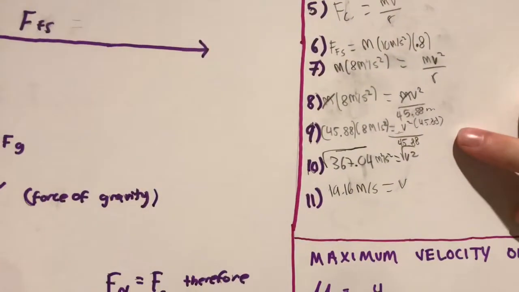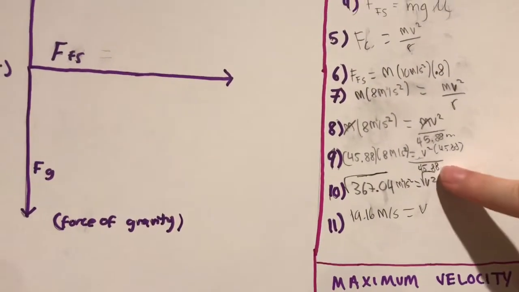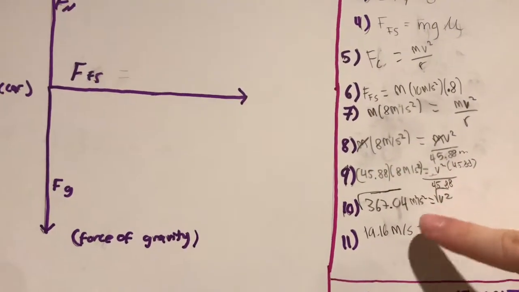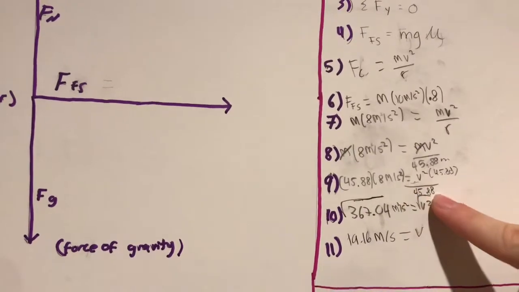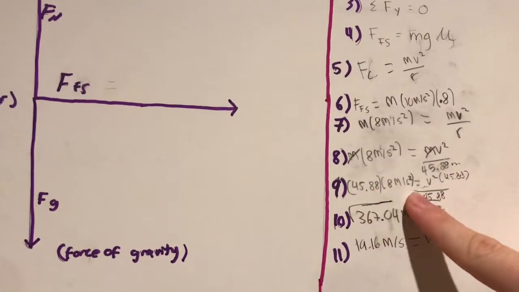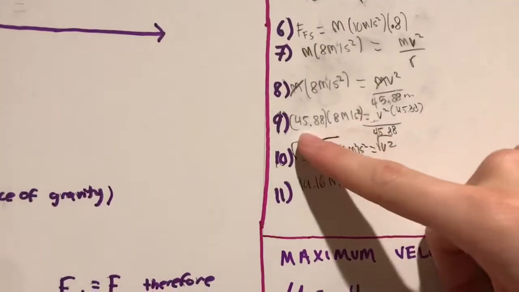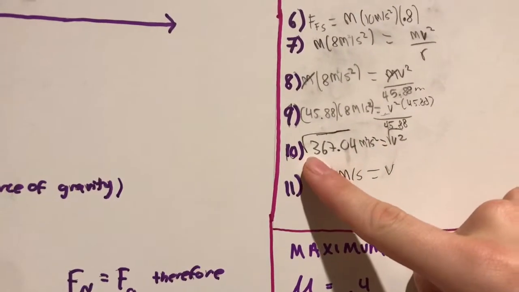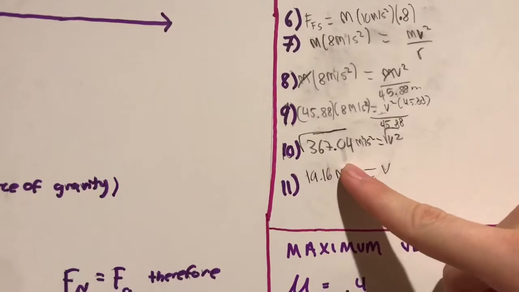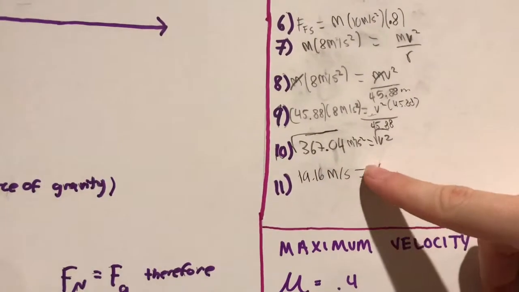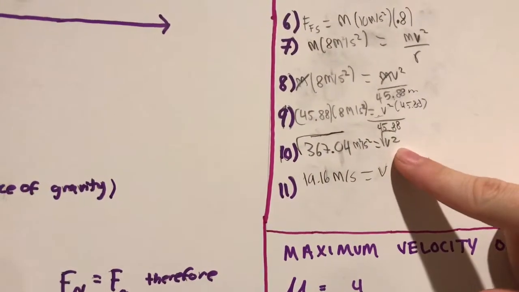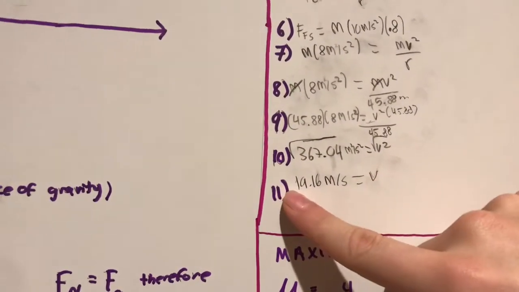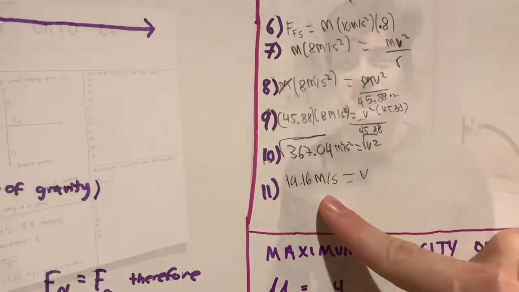To further isolate v squared, we multiplied the radius, 45.88, on both sides, canceling it on this side, and multiplying on this side. So multiplying 45.88 times 8 meters per second squared, we got 367.4 meters squared per second squared, which equals the velocity squared. We square root it, and then velocity equals 19.60 meters per second.